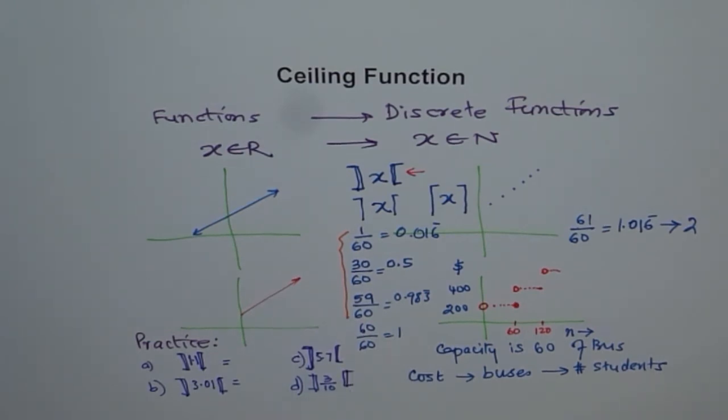So do this exercise, try to understand the ceiling function. What is it? Look at the roof. So it rounds upwards. That's what the ceiling function is. And we are soon going to use it in solving the problem, the one we just now discussed.